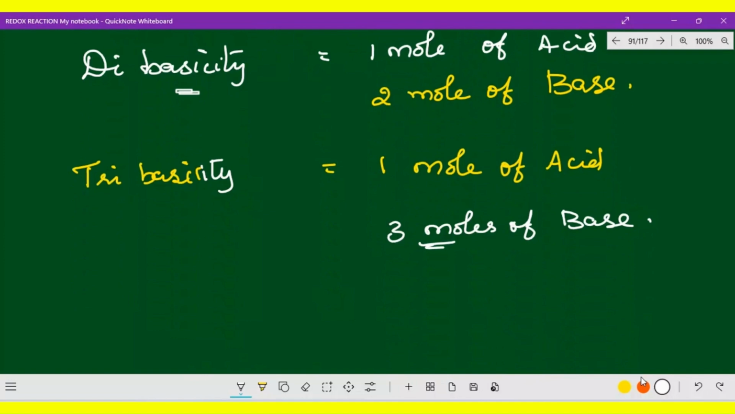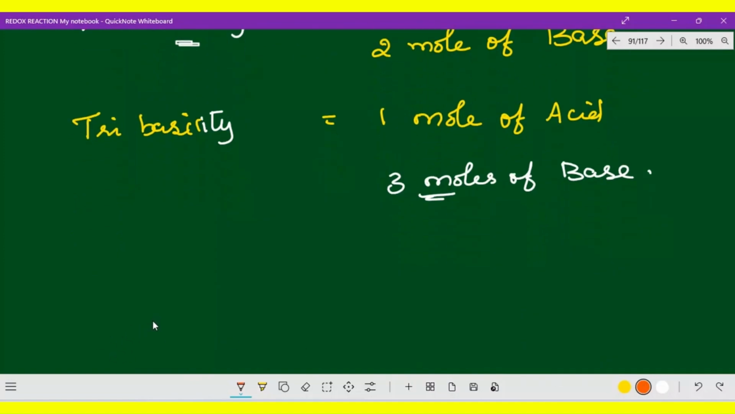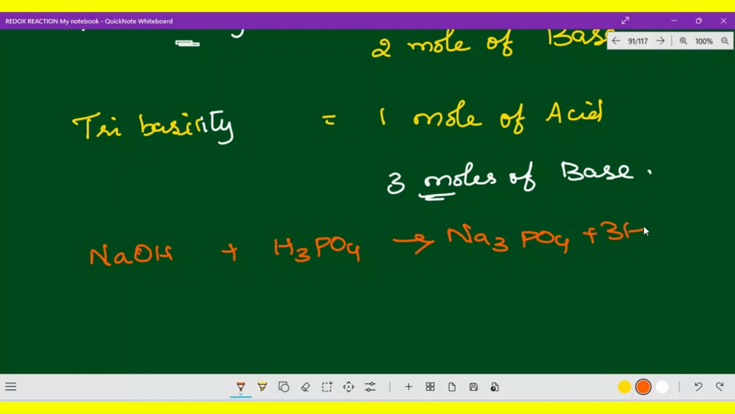Now let us reveal exactly what the acid is. The base is sodium hydroxide, NaOH only. And the tribasic acid is H3PO4. It gives Na3PO4 plus 3H2O. So 3 moles of sodium hydroxide and 1 mole of acid give sodium phosphate and water. Acid and base give salt and water.